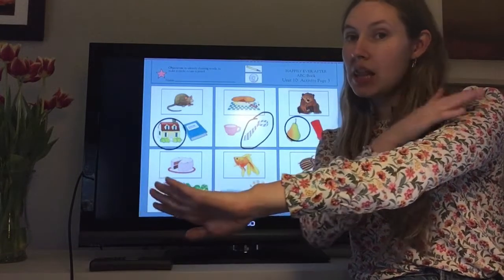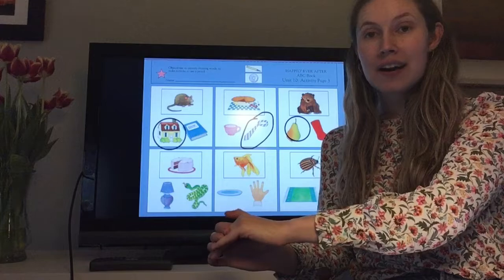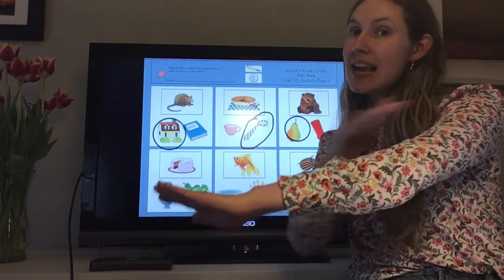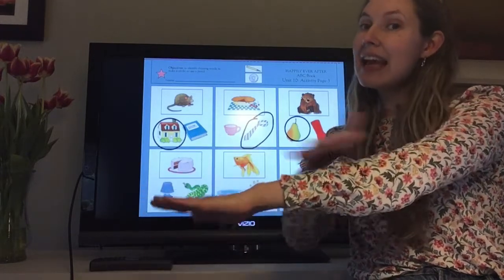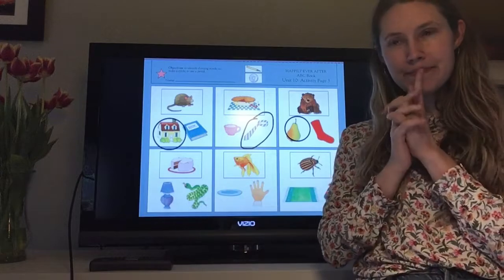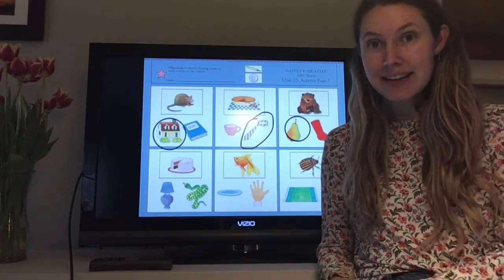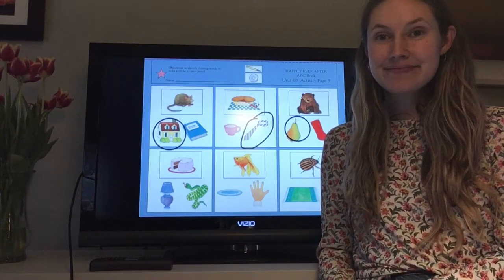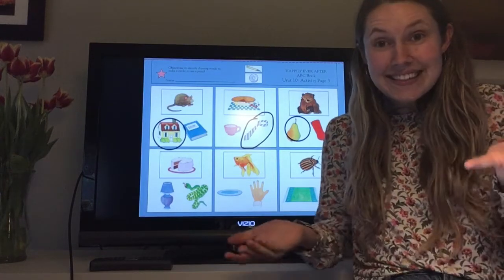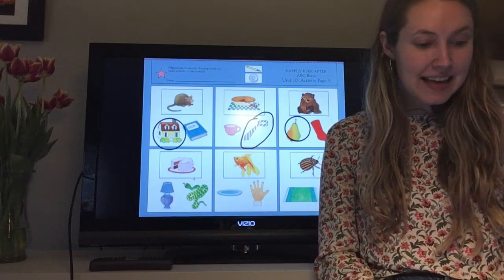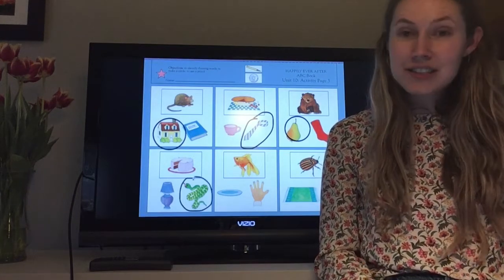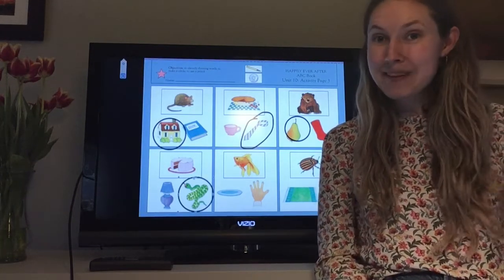Amp, amp, or snake. Snake, snake. Which one also ends in the ake sound just like cake? The snake. The snake ends in the ake sound just like cake, so it rhymes with cake.